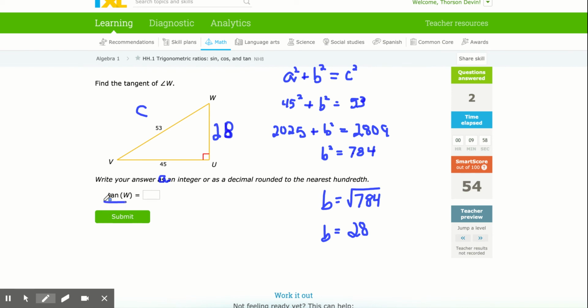Now I can find the tangent of W. Here's W, tangent is opposite over adjacent. So it's 45 because that's the opposite side over the adjacent side, which is 28. And again, I take my calculator and I just divide 45 by 28 and I get a decimal of 1.61.